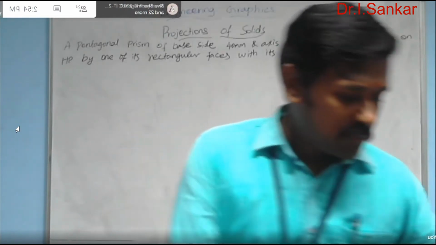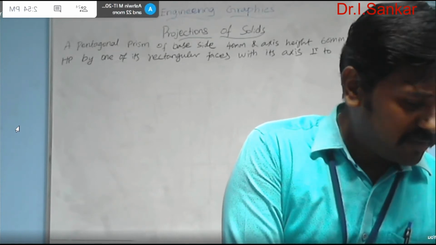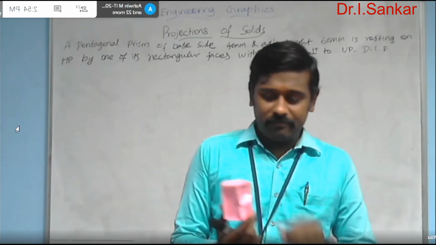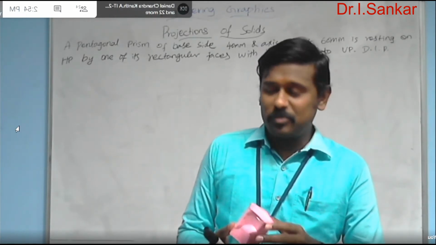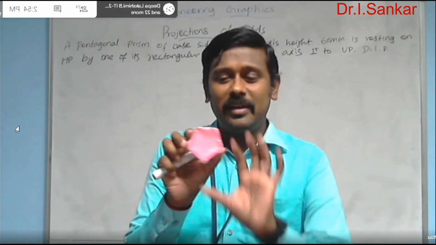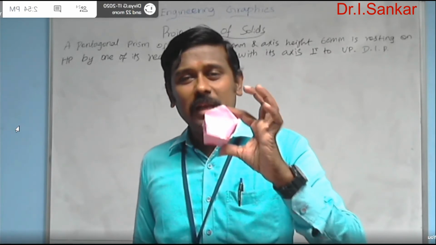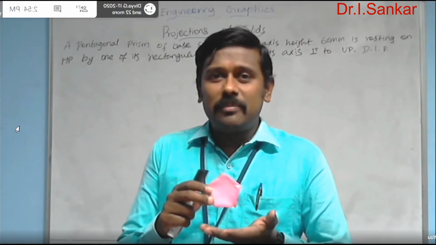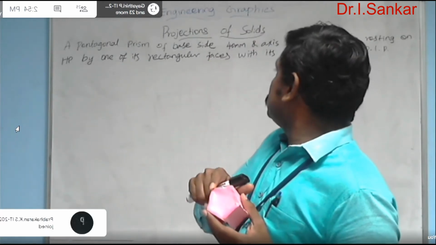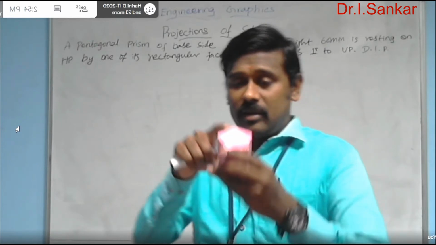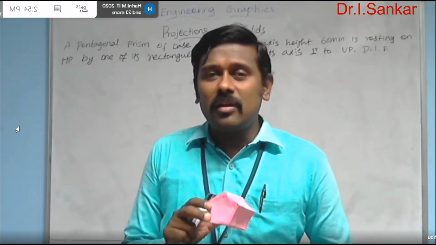Okay. So the object given is a pentagonal prism. I am just having a solid model of that just for your reference. It's prepared by the chart, so it's damaged up to some extent. See, it is actually a pentagonal prism made up of chart. This pentagonal prism having dimensions base side length as 40 mm and axis height 60 mm. So it is resting on HP.